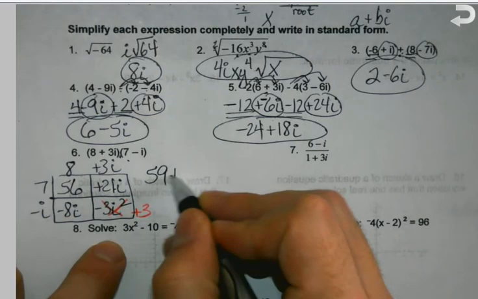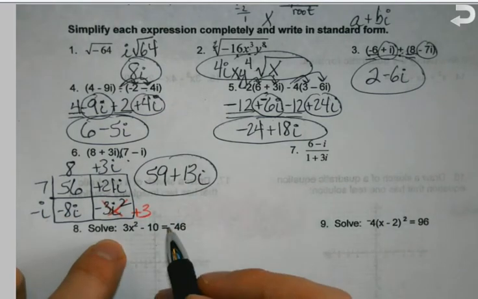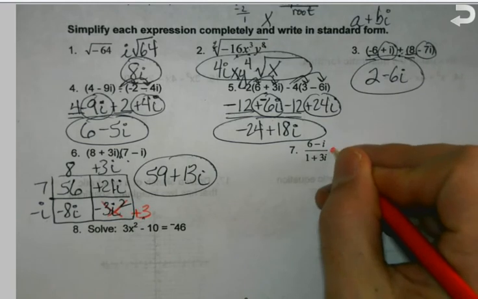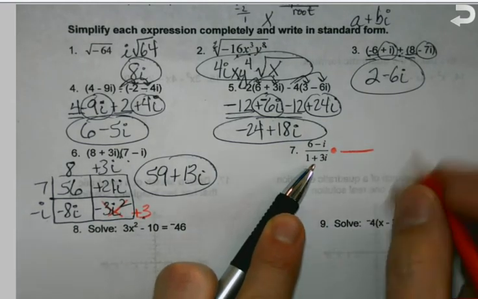21 minus 8 is 13. What'd I get? 56 plus 3, yep. 7. We're back to our friend the conjugate. Basically, it just means change the sign in the middle.